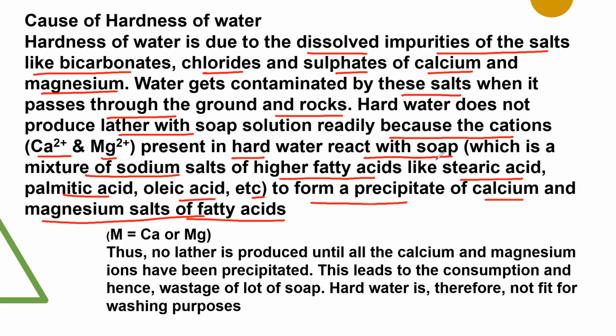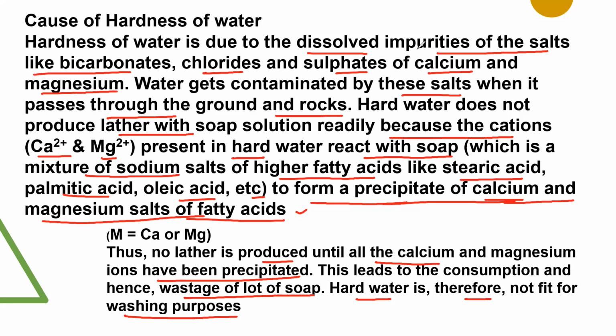The calcium and magnesium salts present in hard water react with soap, a mixture of sodium salts of higher fatty acids like stearic acid, palmitic acid, oleic acid, etc., and form a precipitate of calcium and magnesium salts of fatty acids. Due to this, hard water does not give lather with soap. Thus, no lather is produced until all the calcium and magnesium ions have been precipitated. This leads to the consumption and hence wastage of a lot of soap. Hard water is therefore not fit for washing purposes, and not even fit for drinking.